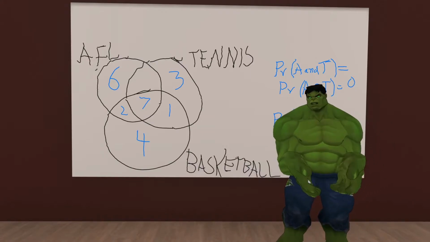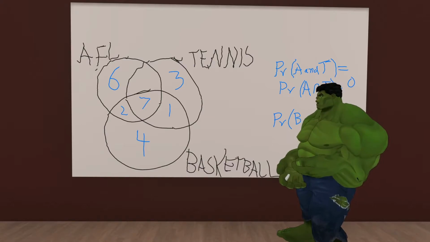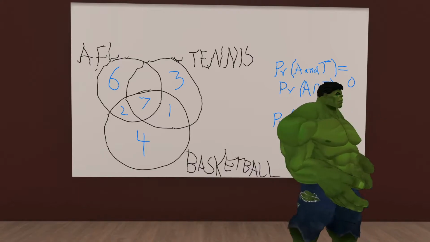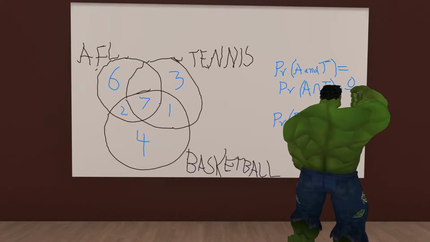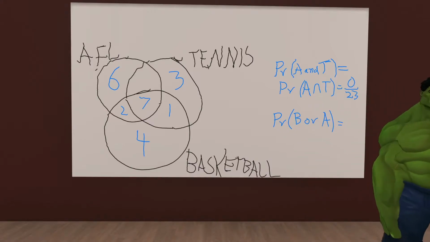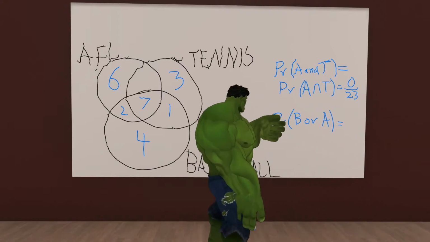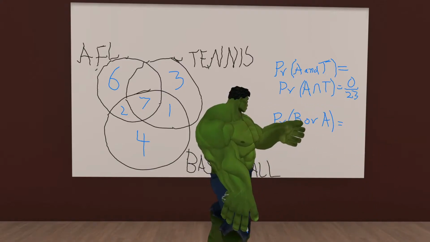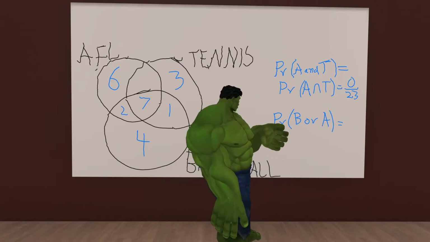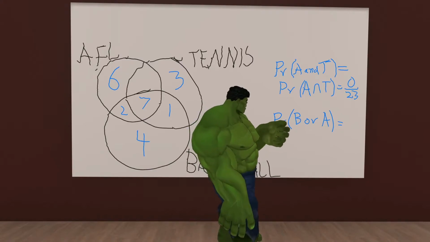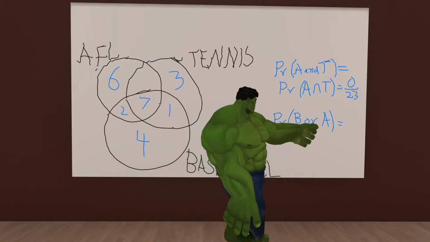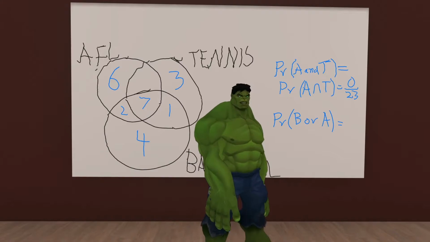Equals 0 out of how many people in total? Well, we said there was 23 people. So 0 out of 23. Now, in our next example, we have the probability of B or A. So this is asking how many people are in the basketball circle or the AFL circle.